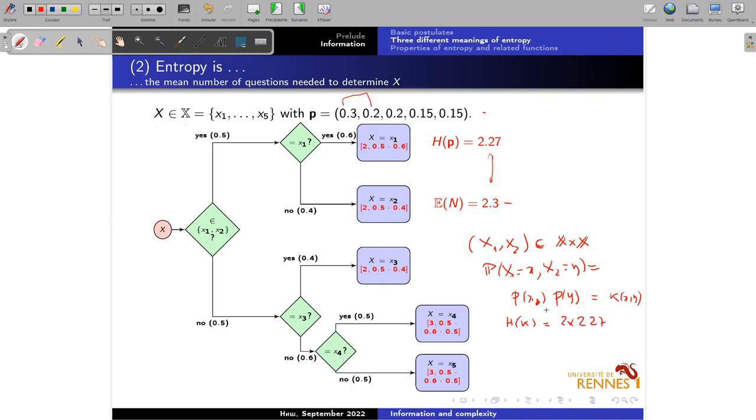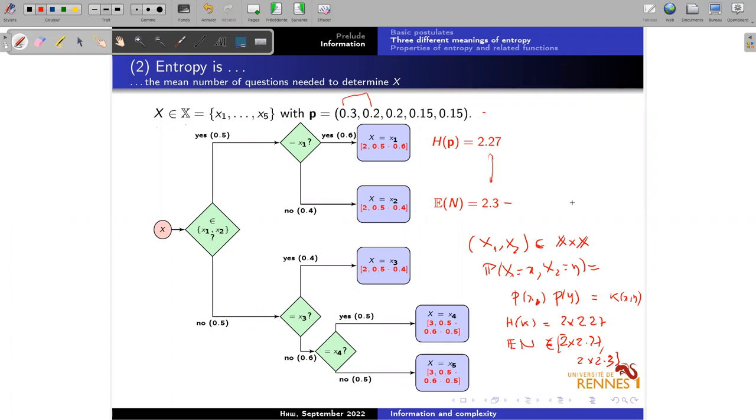2.27. And now I arrange questions in the same scheme, but of course more complicated because now I have more questions to ask to determine the value of the pair X1, X2. And now if I compute the number of questions I need, it will be between 2 times 2.27 and 2 times 2.3. The expected number of questions will be inside this set, closer to the lower bound. That means that the number of questions per variable you ask is less than previously, but always bigger than 2.27.